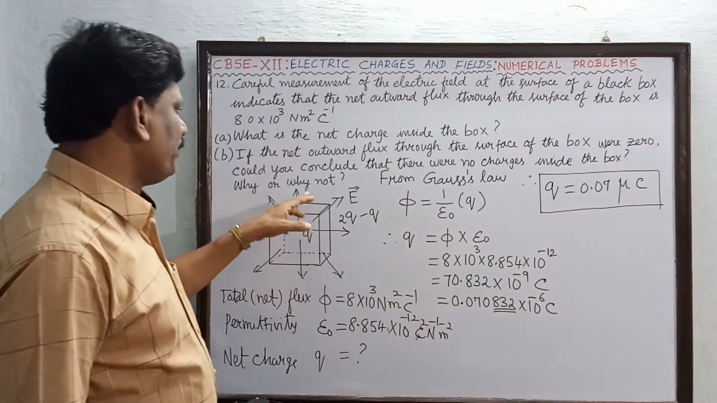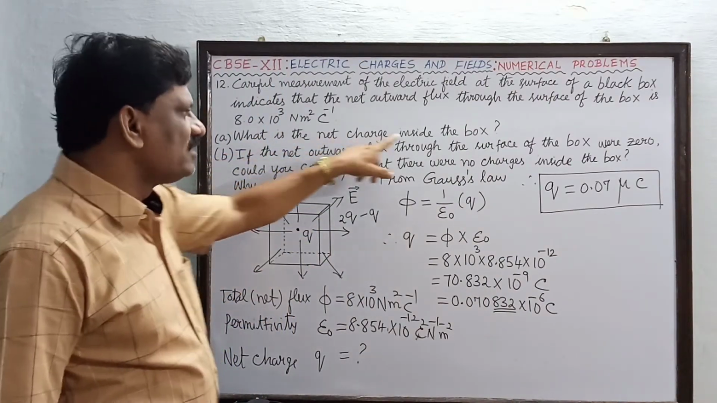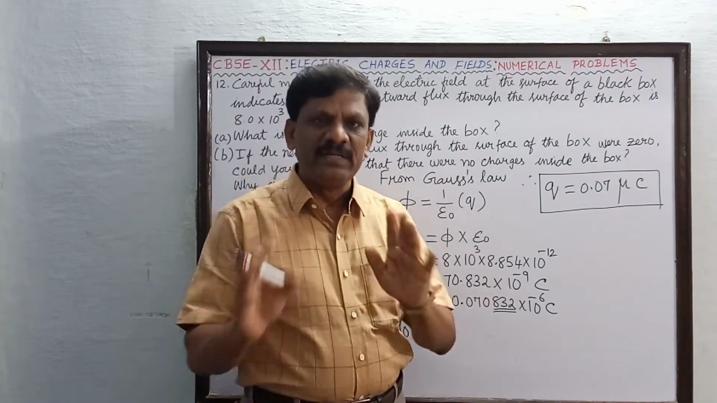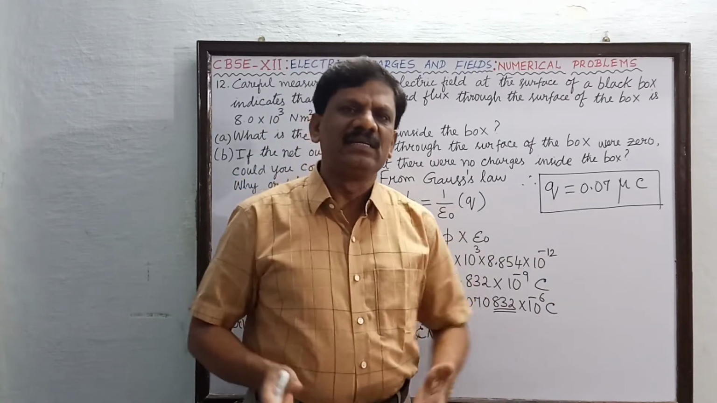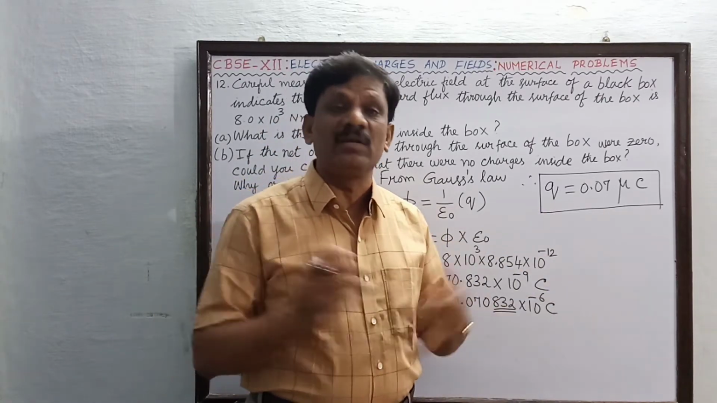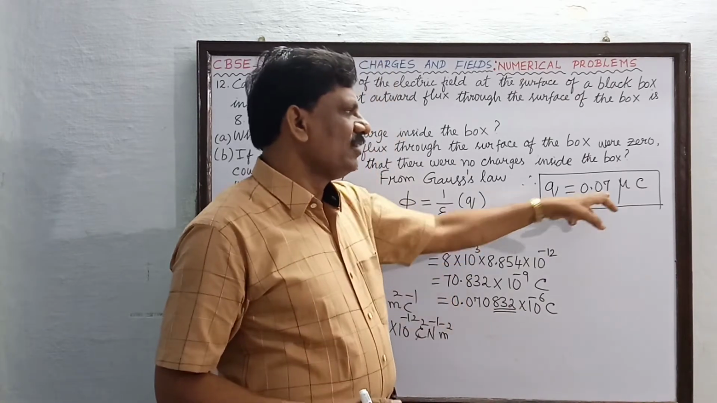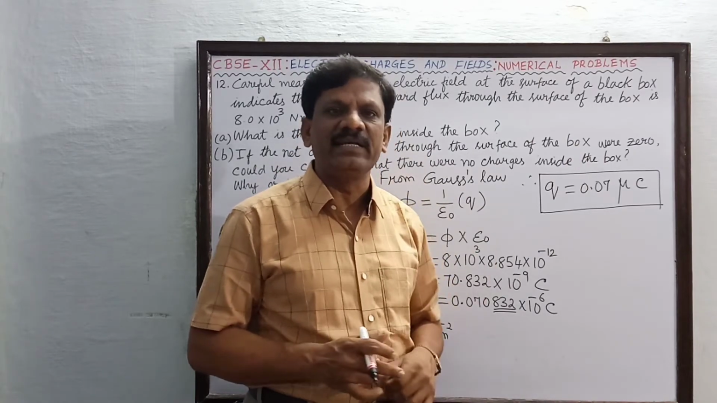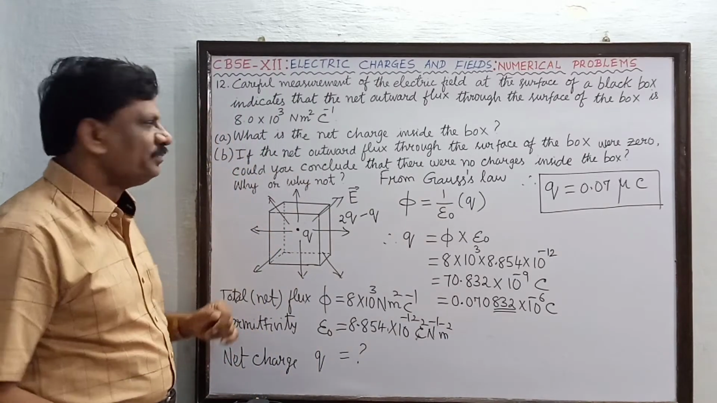So for the first part of this problem, what is asked here? What is the net charge inside the box? So my dear students, I am repeatedly telling you that this is the net charge. It may be the resultant of 2 or more charges also. Understand? So 0.07 microcoulomb of positive charge is present inside the box. Okay, now let us read out the second part.